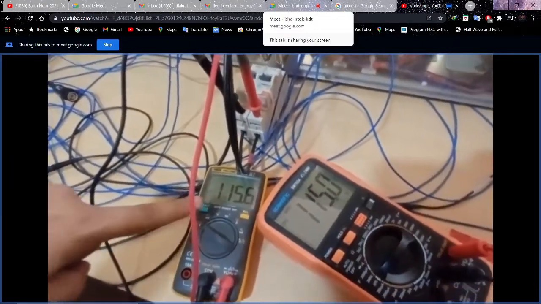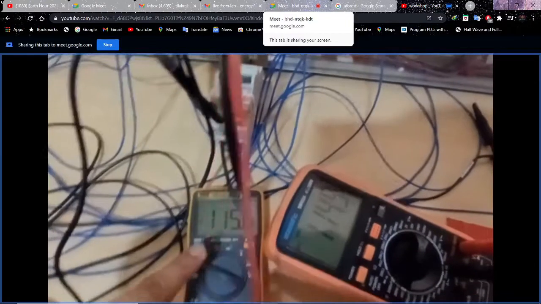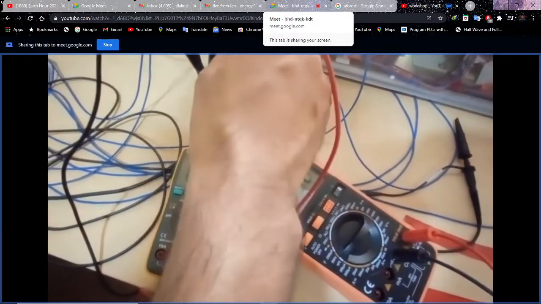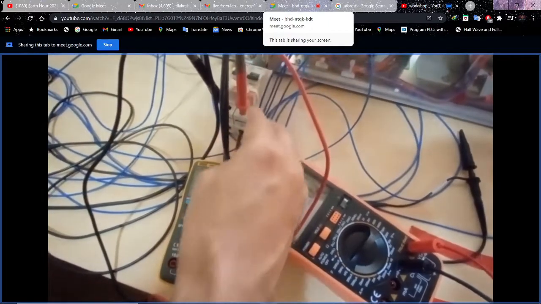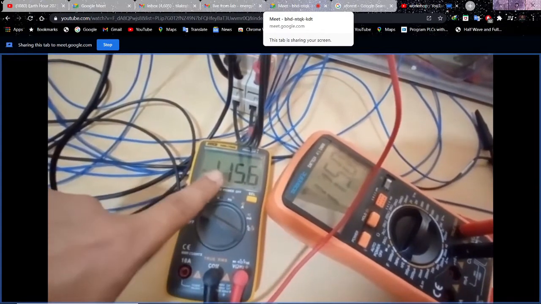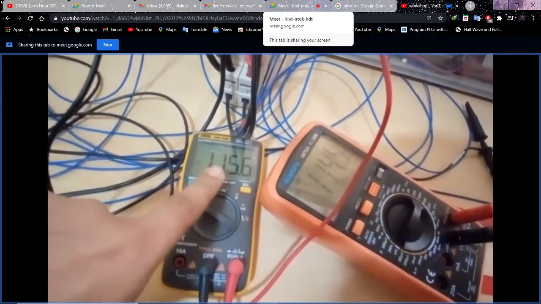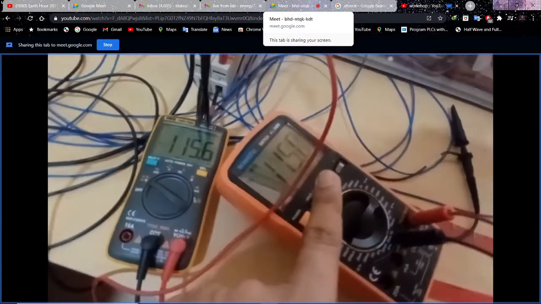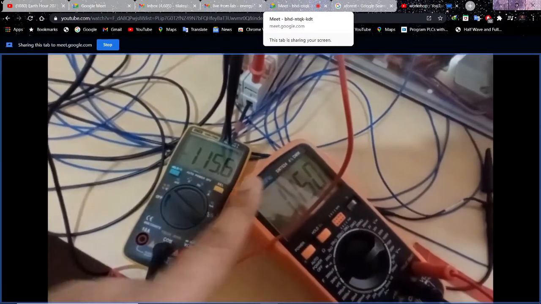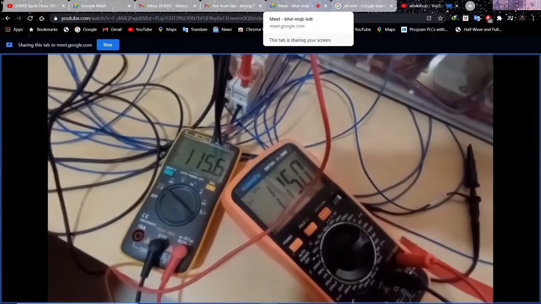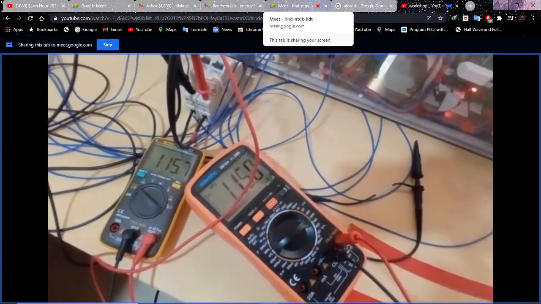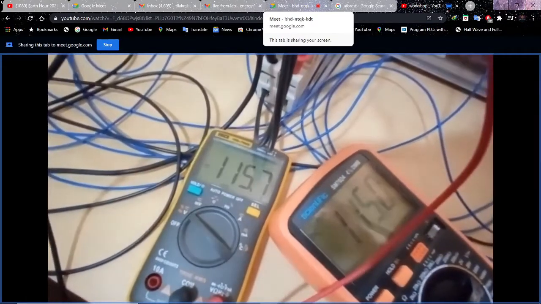At the input from the panel we are getting 115 volt, whereas at the output we are getting 115.6 volt. So the 0.6 volt, around 0.6 to 0.7 volt, is the drop through the circuit.